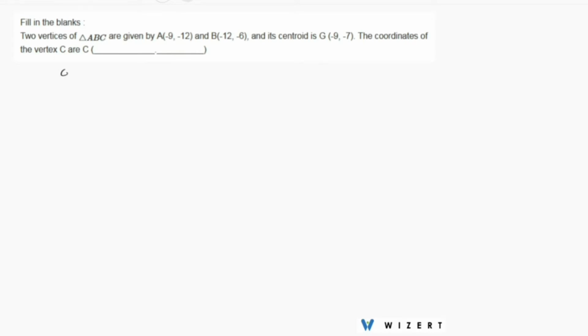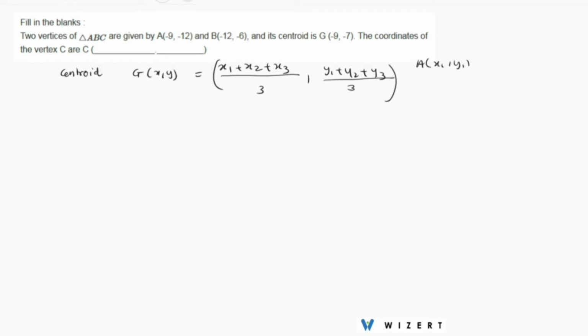Now we know the centroid of a triangle, G(x, y), is given by ((x1 + x2 + x3)/3, (y1 + y2 + y3)/3), where A(x1, y1), B(x2, y2) and C(x3, y3) are the coordinates of all three vertices. So we know G, A and B, and we have to find the value of C.